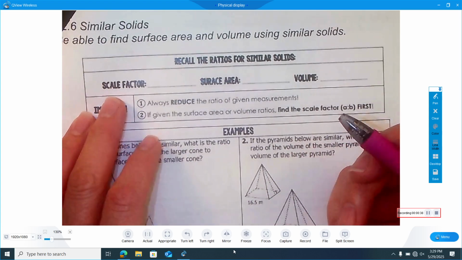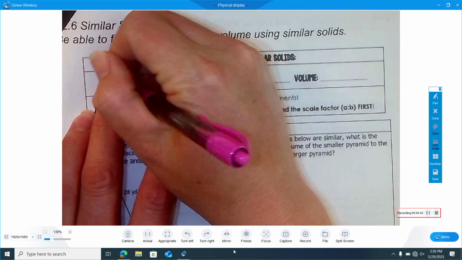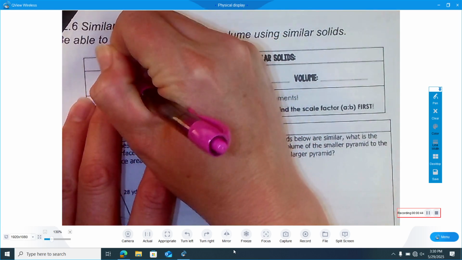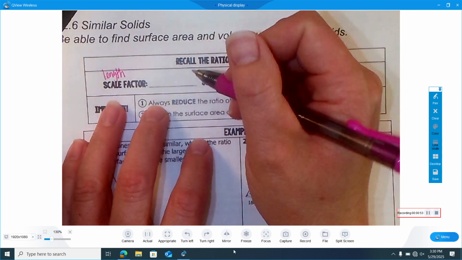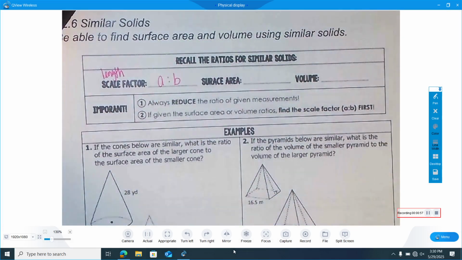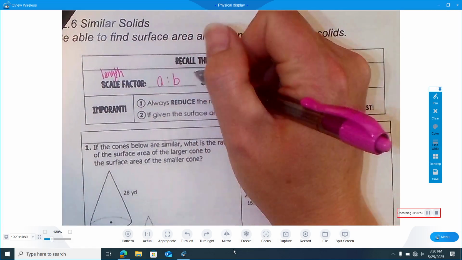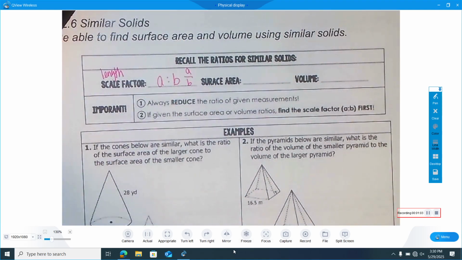Scale factors refer to a length unit, like inches or feet or yards, or a radius. So these are a single length unit, a linear unit. And so we talk about that as the A to B. How do they change? And we might write it A to B like this, or maybe we write A over B. Either way would be fine, but we want to make sure that we reduce those ratios.